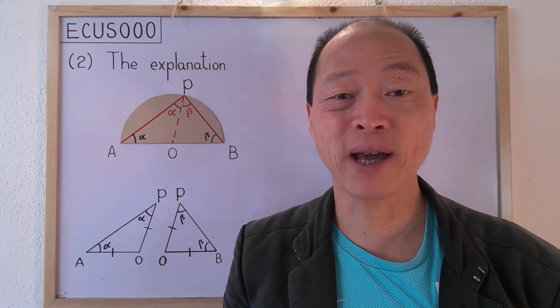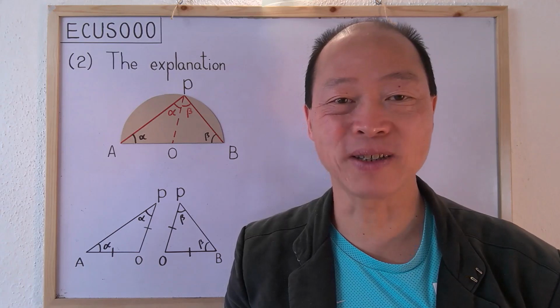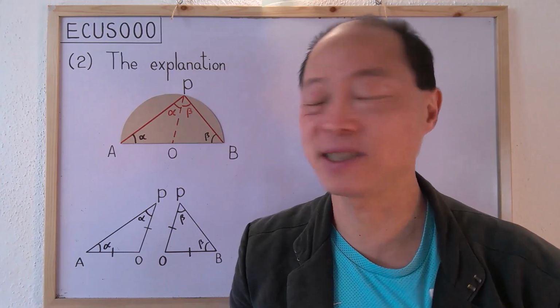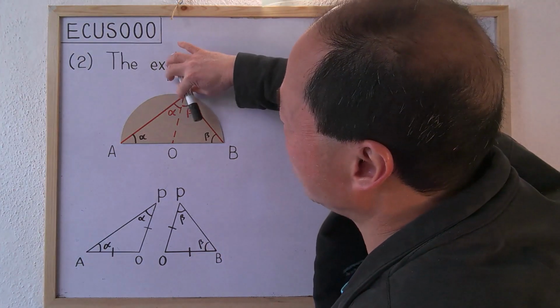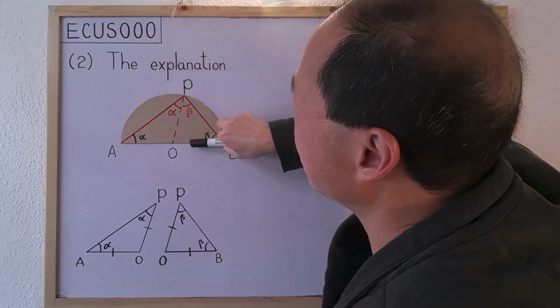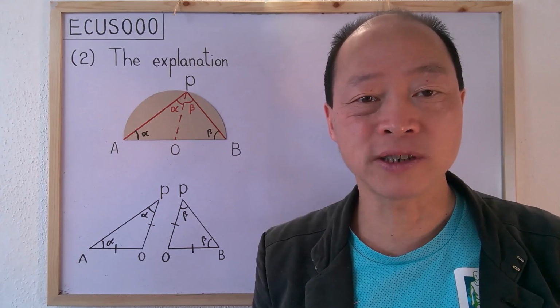As a matter of fact, the sum of all the three interior angles of a triangle is 180 degrees. This is an interior angle. This is also an interior angle. This is the last interior angle. The sum of them is 180 degrees.